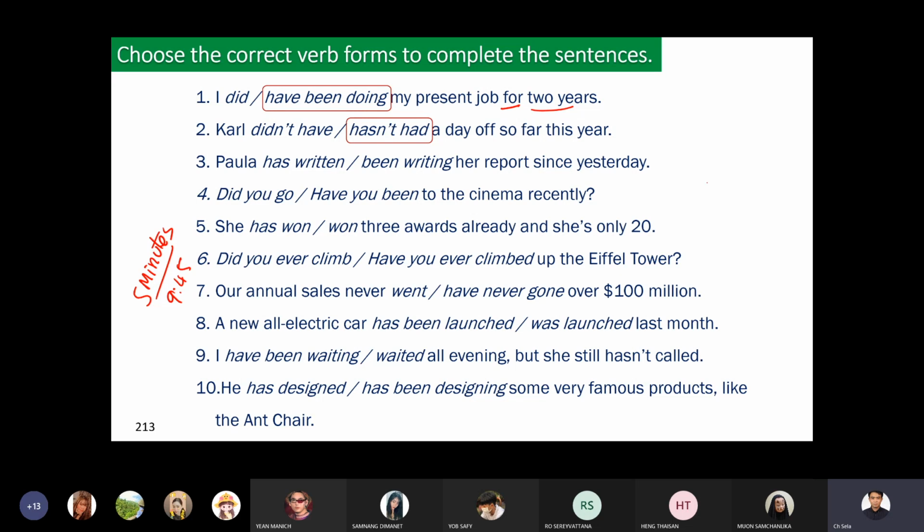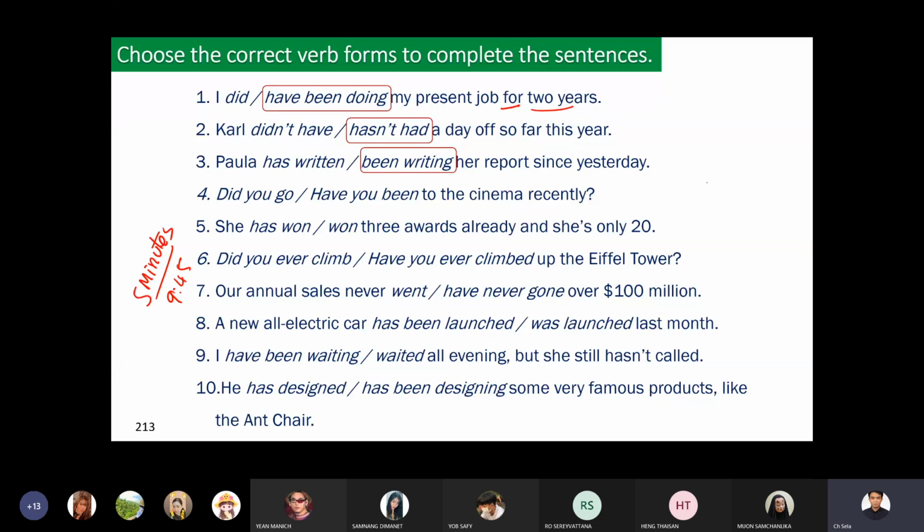Why has been writing? Since yesterday. Here we have both present perfect simple and present perfect continuous. Why do you use present perfect continuous? Because it focuses on the activity rather than the result, right? So you are right, has been writing.